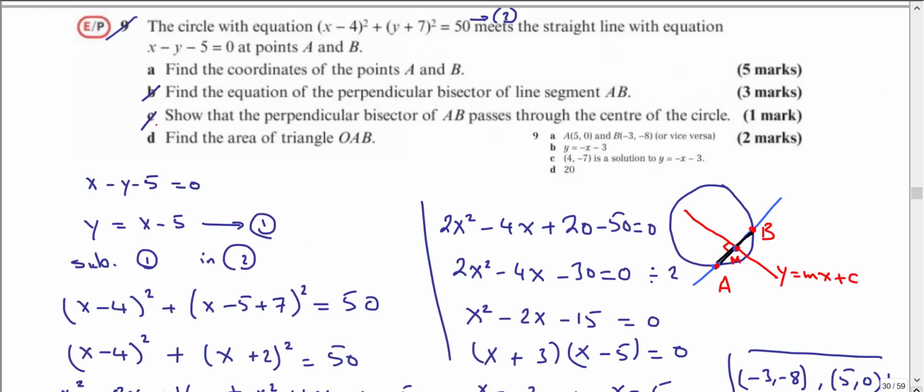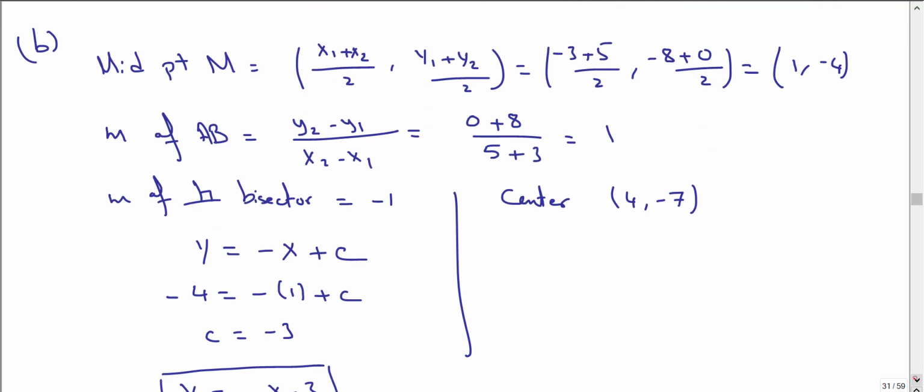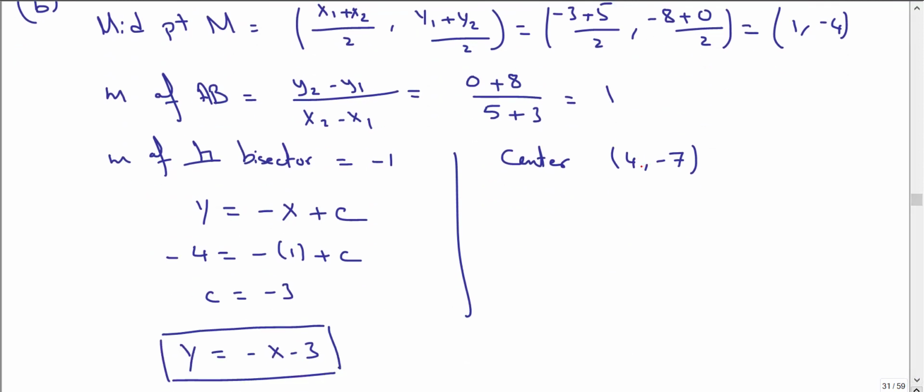Part C, they say, show that the perpendicular bisector of AB passes through the center of the circle. What's the center of the circle? 4 and minus 7 here from the equation. The center of the circle is (4, -7). How would we show that this line passes through this point? Substitute this center in the equation. So it's minus 7 equals minus 4 minus 3. You see that minus 7 equals minus 7, which is true.